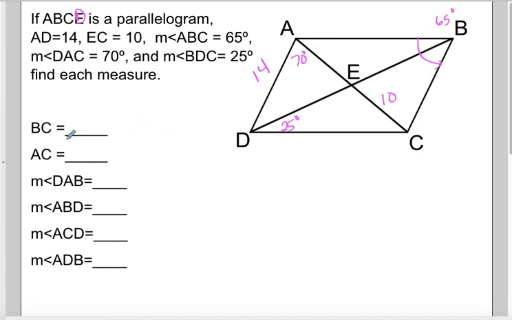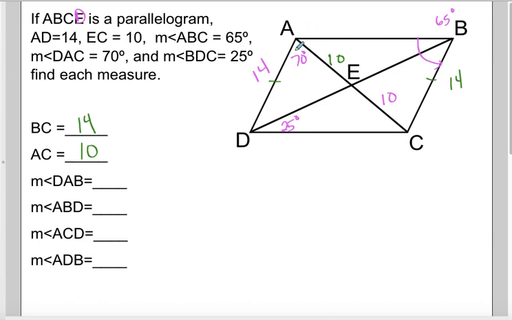We want to find BC. Well, BC is opposite from AD, and since opposite sides are congruent, that's going to be 14. AC is this diagonal here, and we know that EC is 10, and we also know that in a parallelogram, the diagonals bisect each other. And that means that this portion up here will also be 10.